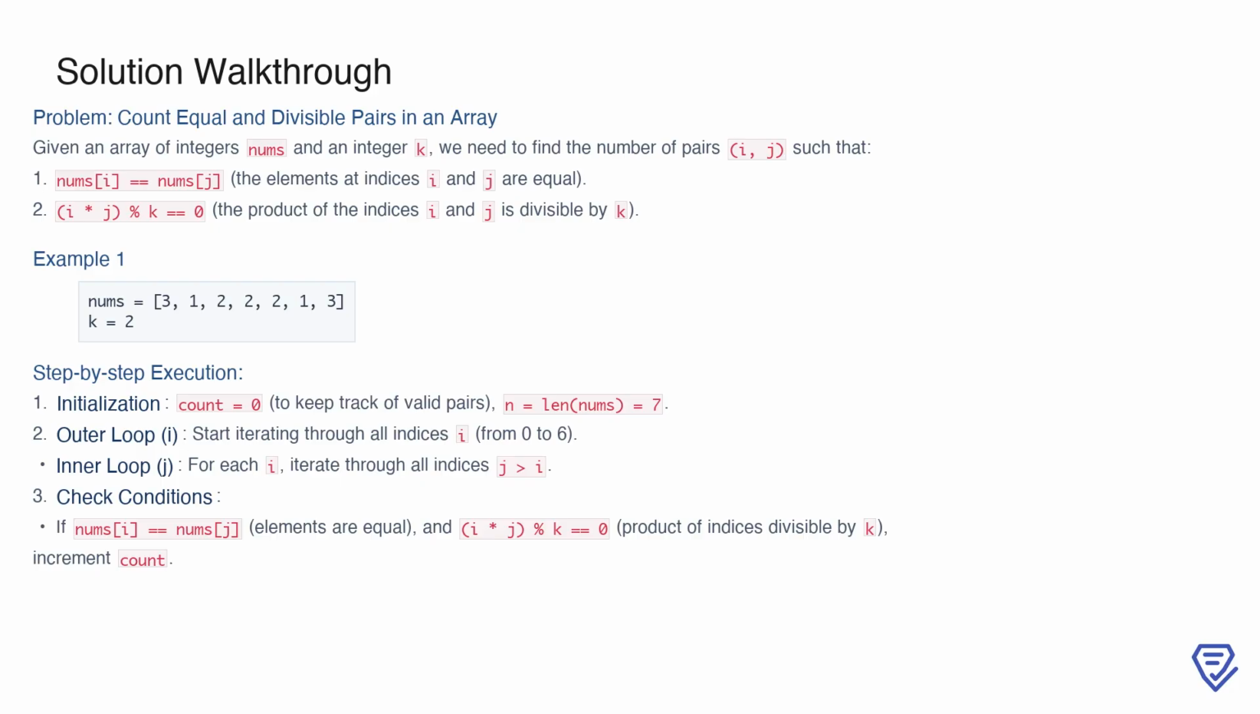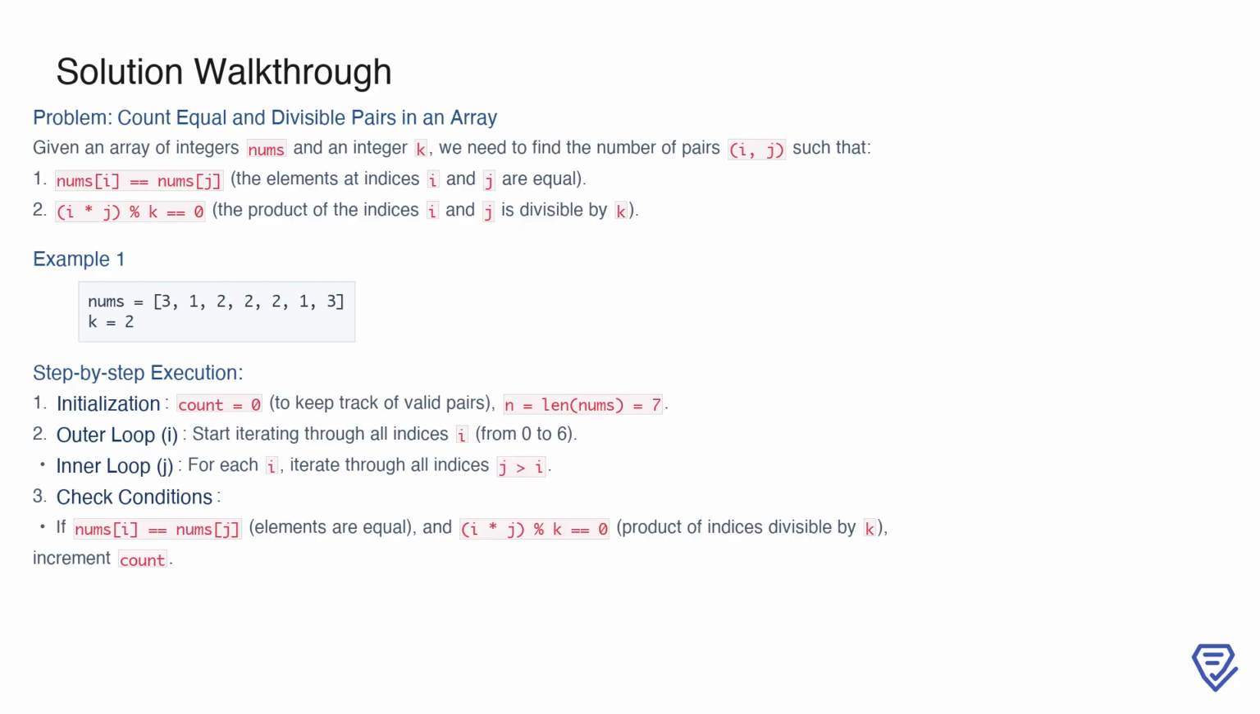Using a nested loop, the outer loop iterates over each index i from the beginning to the second to last element. For each i, the inner loop checks all subsequent indices j where j is greater than i. This ensures we only consider each pair of indices once. Within the inner loop, we check the two conditions: whether nums[i] equals nums[j], and whether the product, i*j, is divisible by k. If both conditions are met, we increment the count variable, adding 1 to our total number of valid pairs.